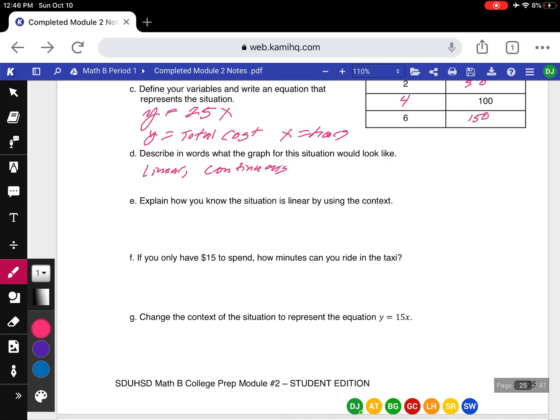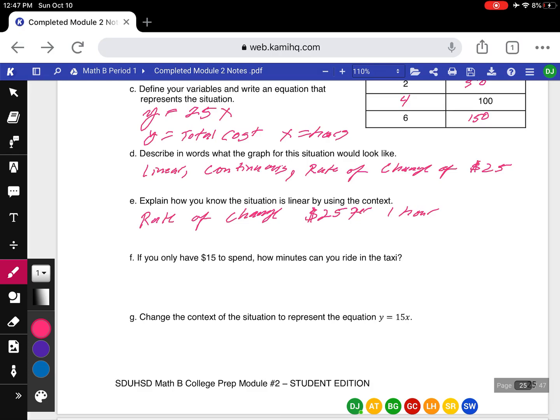So if you stayed there for like 30 minutes, it would charge you $12.50. So it'd be linear and continuous. It would have a rate of change of 25, because that's what I'm going by each hour. Now explain how you know the situation is linear by using the context. And it's linear because of the rate of change. All linear relationships have a rate of change. And the rate of change is $25 per 1 hour.